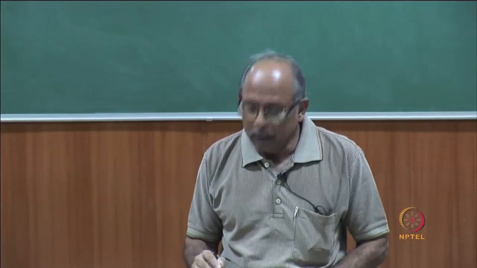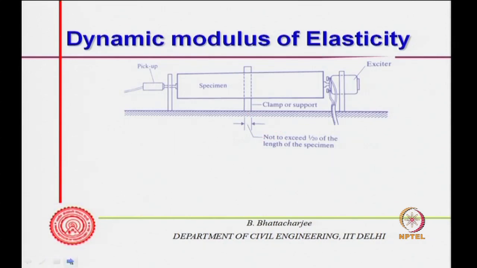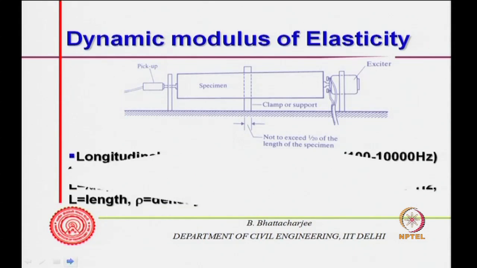Resonance occurs when the dimension of the specimen matches with the wavelength, because the mode would depend on it. Because it is a central support, you are trying to vibrate it, and the resonance frequency is related to the length of the specimen itself. Now, how is it related? It is related like this.